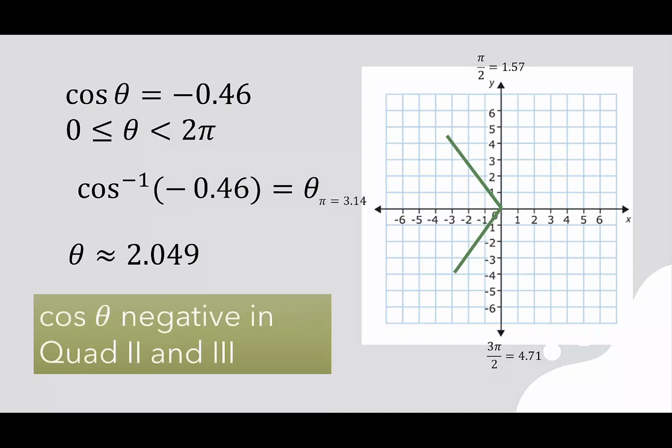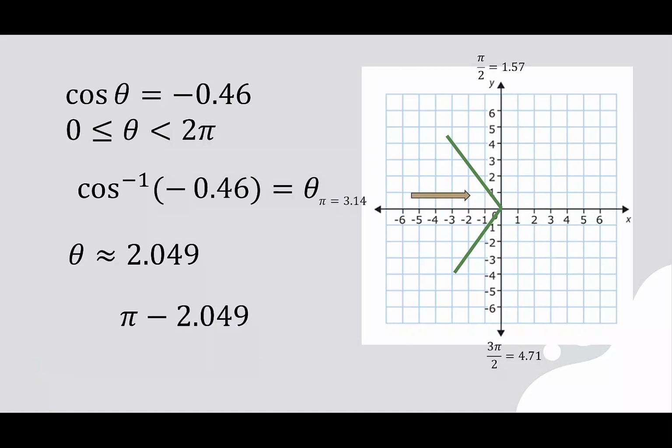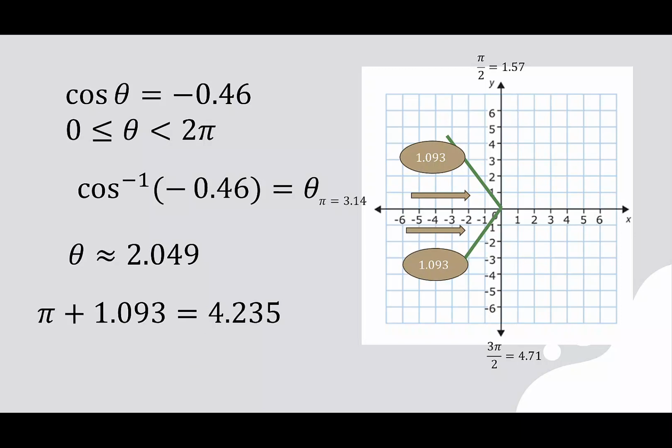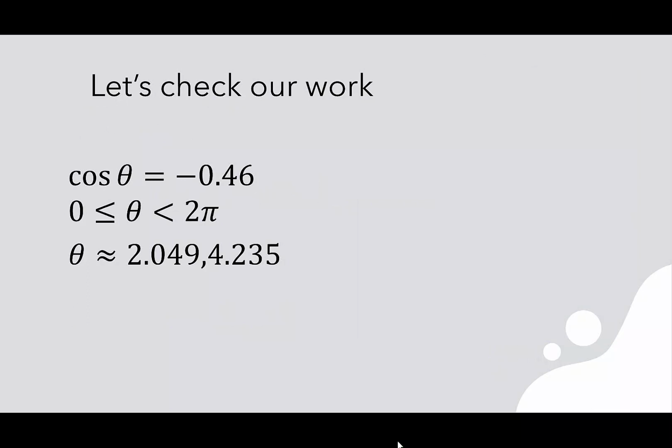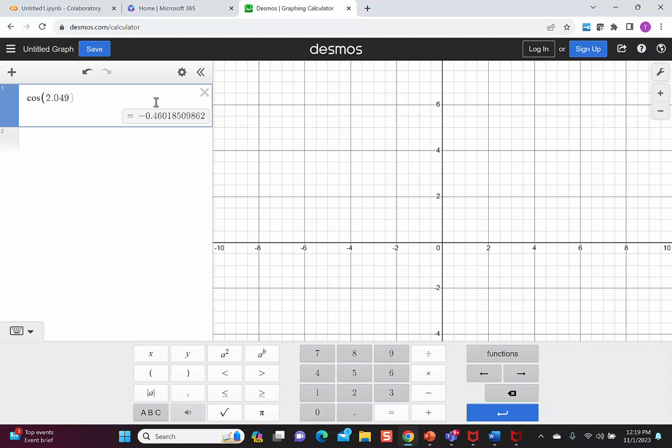To find our second value of theta, we want to start by finding the reference angle for 2.049. Our reference angle is equal to pi minus 2.049, which is 1.093. Using our reference angle, our value of theta in quadrant 3 will be equal to pi plus 1.093. We put that in the calculator to get our second value as 4.235. Let's go back to the calculator one more time to make sure we understand how to check our work. We'll type in cosine of 2.049, then I'll type in cosine of 4.235. In both cases, we can see we got a value of negative 0.46.